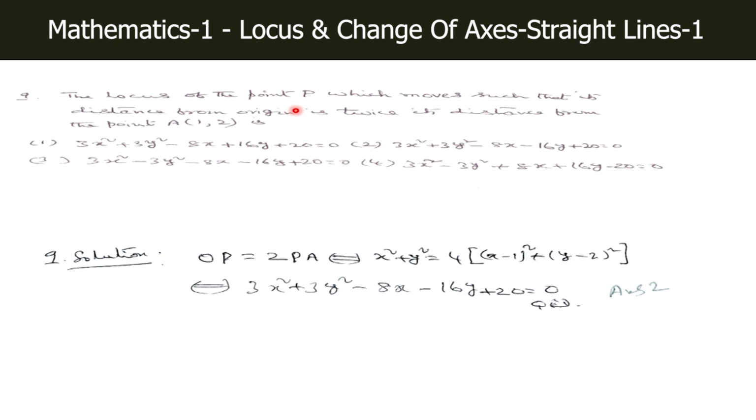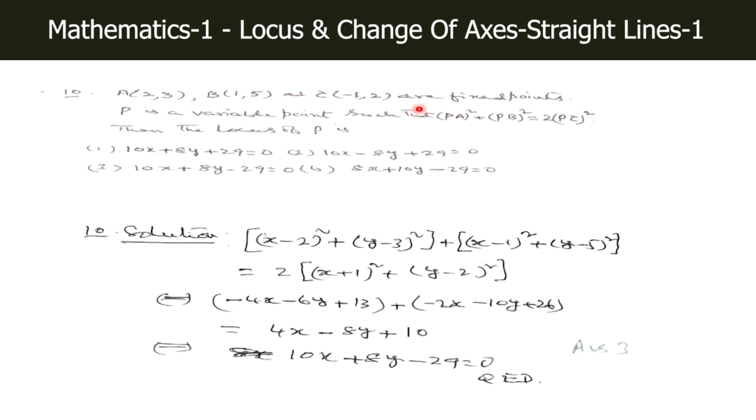Now by hypothesis, OP is equal to twice PA. That means OP square, that is x square plus y square, is equal to 4 into PA square, that is 4 into (x minus 1) whole square plus (y minus 2) whole square. Now simplifying both sides, you will get the equation of the locus as 3x square plus 3y square minus 8x minus 16y plus 20 equal to 0. Answer is 2.